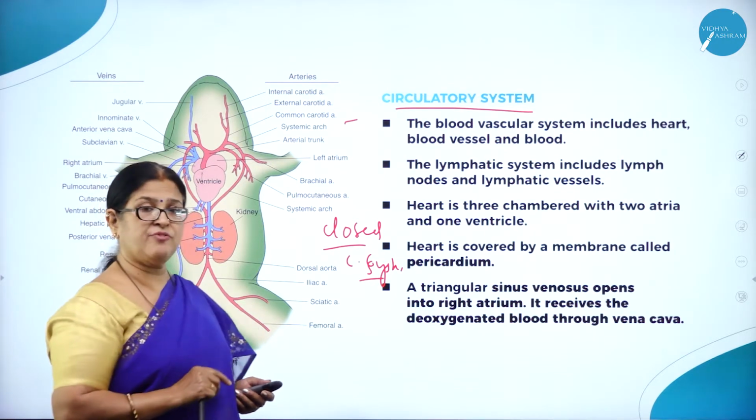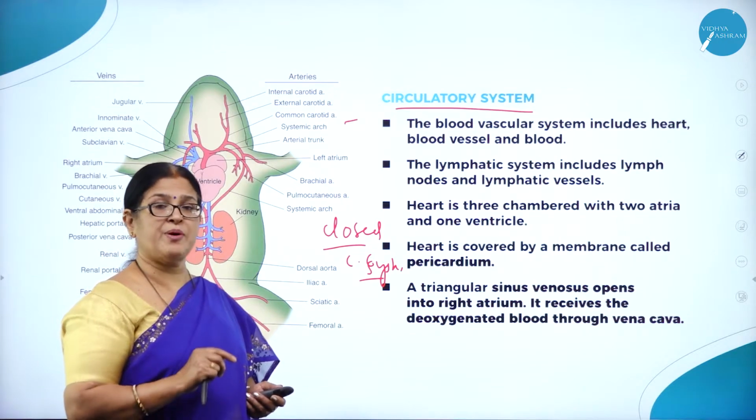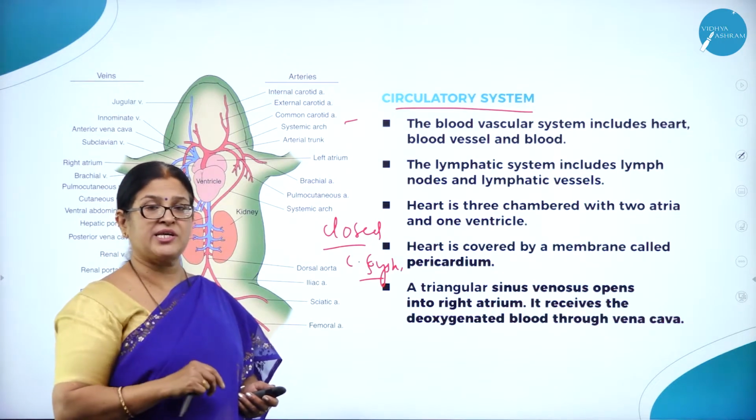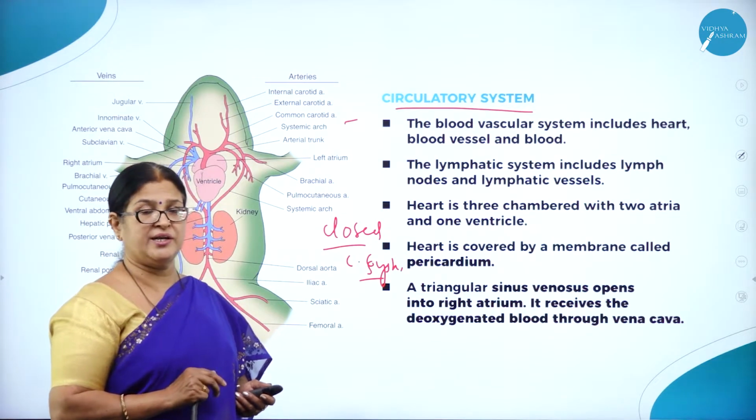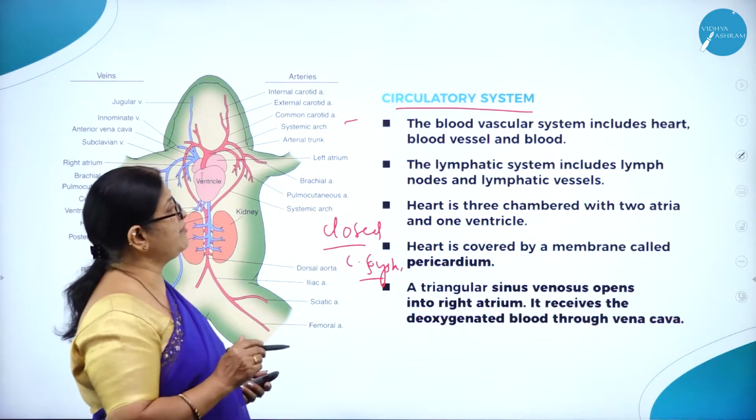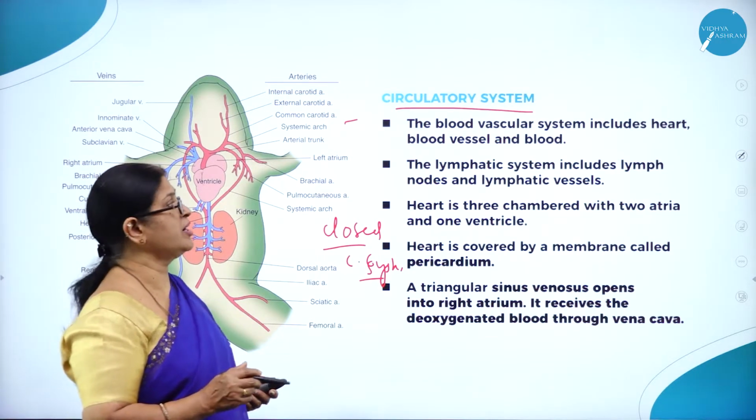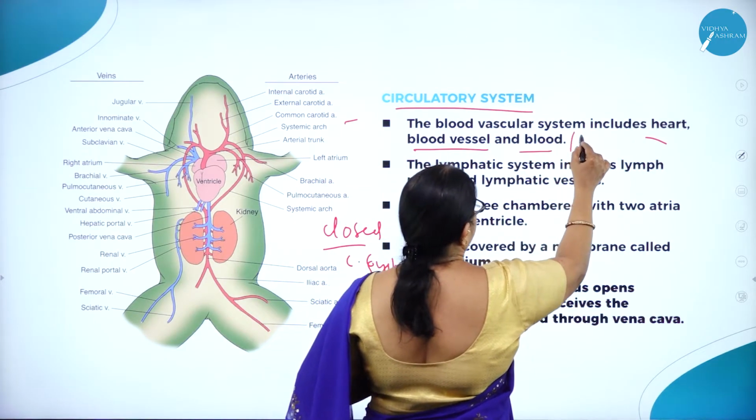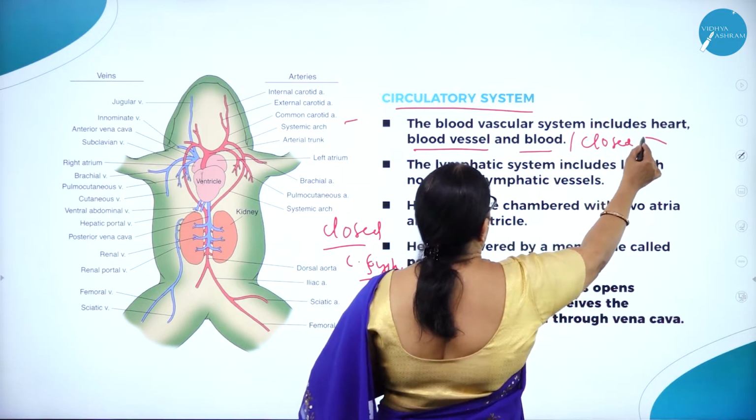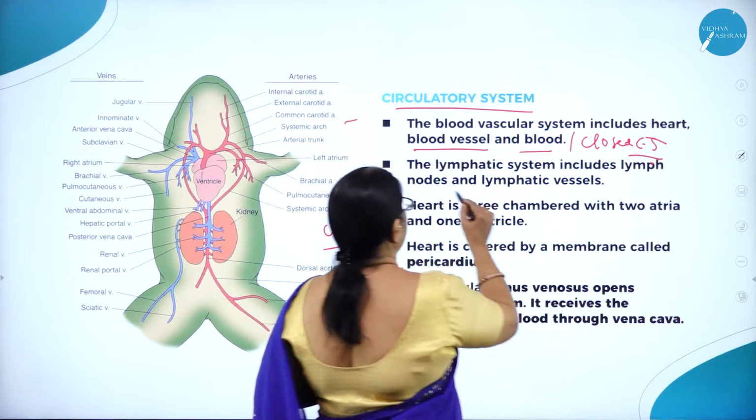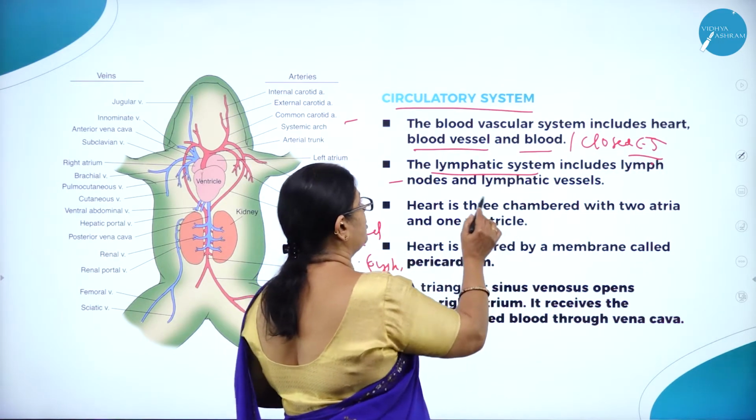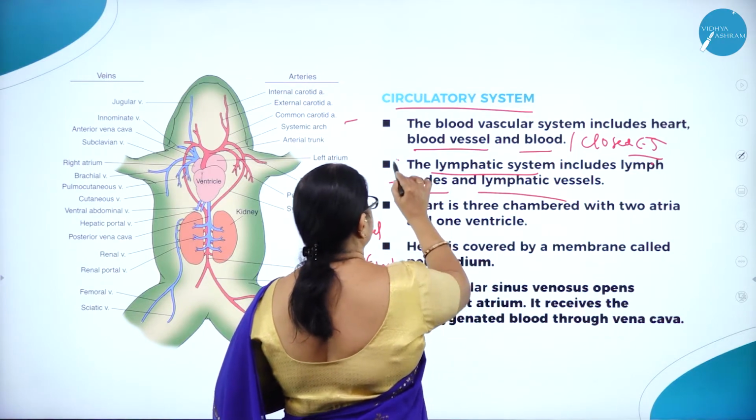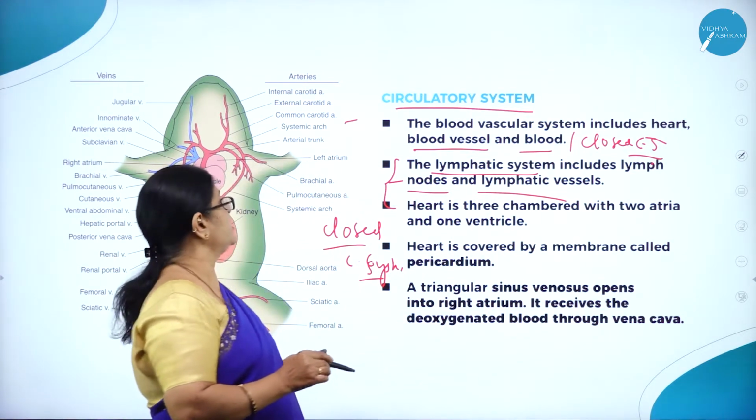But in the closed circulatory system, the heart pumps the blood, and from there it is carried through blood vessels, namely the arteries and the veins. So the blood vascular system in frog includes heart, blood vessels and blood, hence it is called a closed circulatory pathway. The lymphatic system includes lymph nodes and lymphatic vessels.